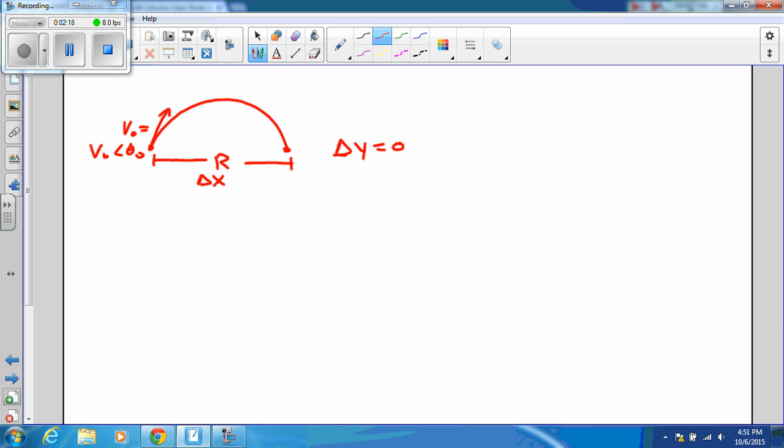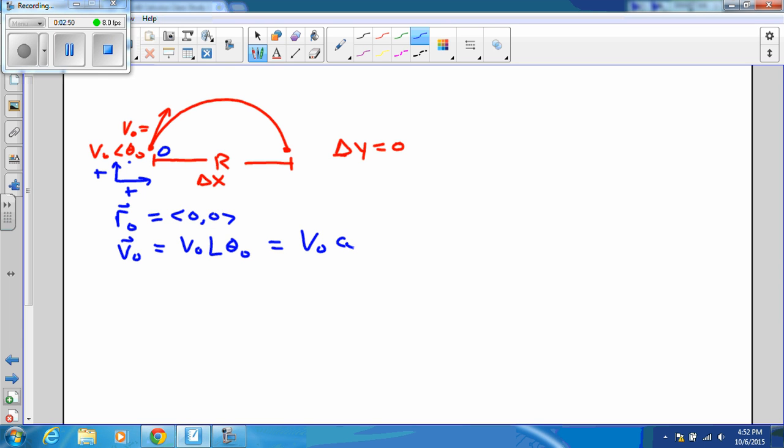Well, let's see. We know what to do here. We can set up a reference frame. And so we're going to put 0 at the origin right here where the particle starts. And we're going to take this direction to be positive and the up direction to be positive. And we're going to list our initial conditions. We have an initial position of 0, 0.